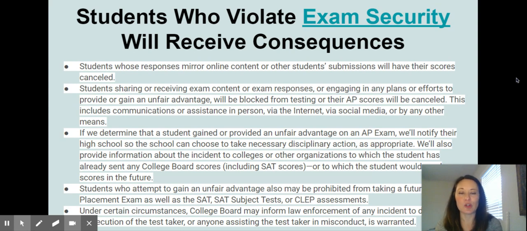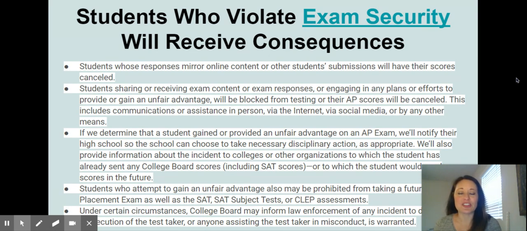Linked here is the College Board website on exam security. I linked this in our presentation for last class period too, but I wanted to highlight some information from that webpage. I just feel like the College Board is really trying to make students understand that they are taking exam security really seriously. First bullet point says that if your modified DBQ mirrors online content or looks like the work another student submitted, your scores will be canceled. Not like a 1, it'll say like no score type of thing.